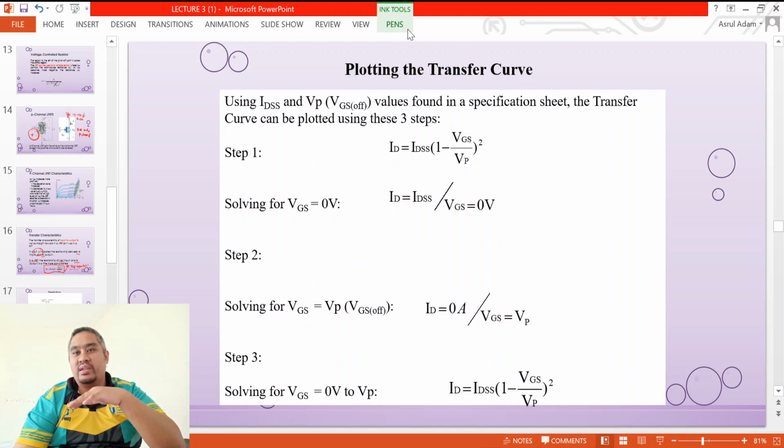The only different thing is the VGS value. For the N channel, remember that VGS is more to the negative value, and for the P channel VGS is more to the positive value, and the ID curves, the current and voltage curves, are opposite to each other. For the slide on plotting the transfer curve, I will discuss it in the next video.